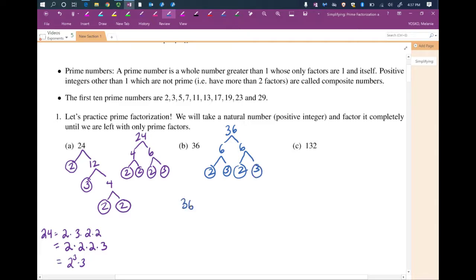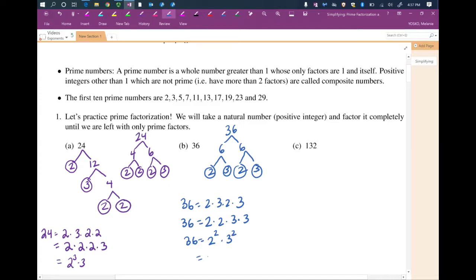So we can see that 36 is 2 times 3 times 2 times 3. But again, you're probably not going to write them like that. You're probably going to put the 2's together and then the 3's together. So 36 is 2. Well, there's 2 of them. It's 2 squared. And 3, there's 2 of those, so 3 squared.